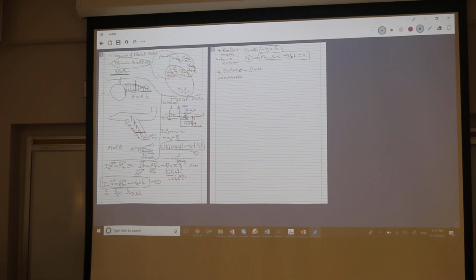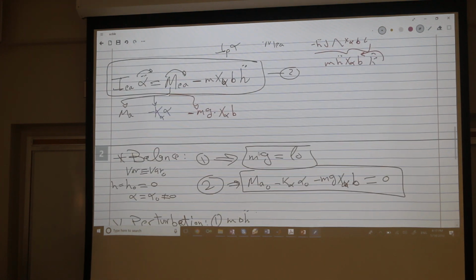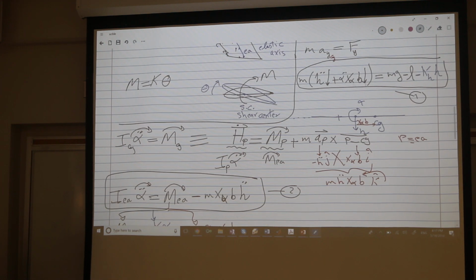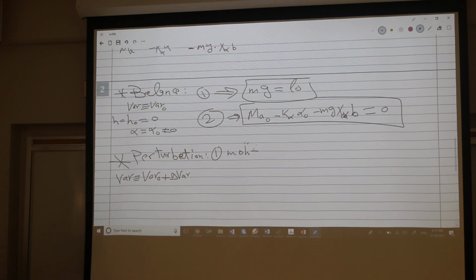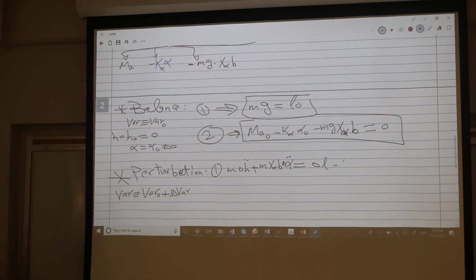Mass times delta h double dot. I guess it's hard for me to write like this. Okay, this is the equation. There is no h double dot naught, it's 0 by definition, right? Alpha double dot naught is 0 by definition. So this is m x alpha b times delta alpha double dot equals, this is the left hand side, equals mg goes with L naught, so we have just delta L minus kh times delta h. Here is your first equation.